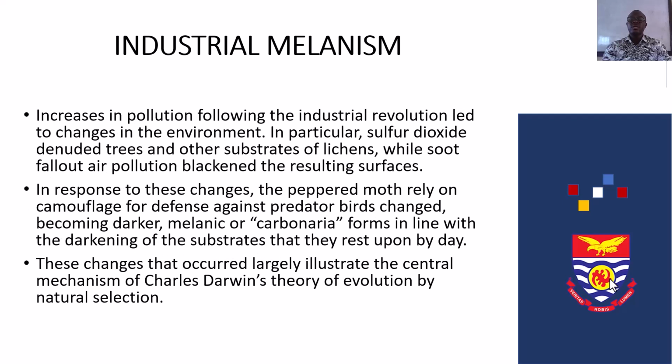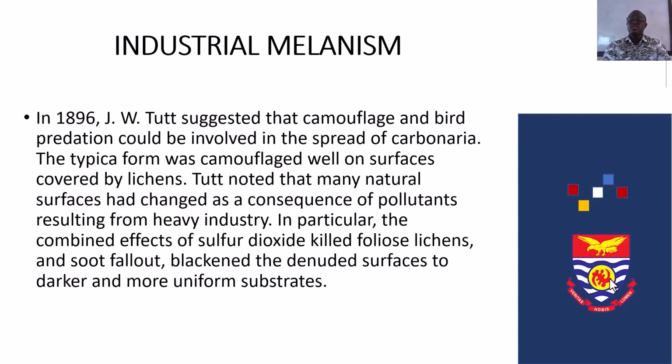Increases in pollution following the Industrial Revolution led to changes in the environment. In particular, sulfur dioxide denuded trees and other substrates of lichens, while soot fallout air pollution blackened the resulting surfaces. In response to these changes, the peppered moths, which rely on camouflage for defense against predators, changed, becoming the darker melanic or carbonaria forms in line with the darkening of the substrate that they rest upon by day. These changes largely illustrate the central idea of Charles Darwin's theory of evolution by natural selection.